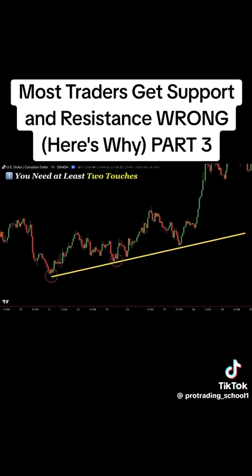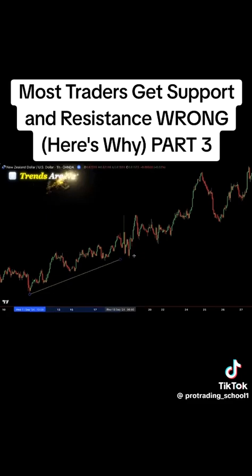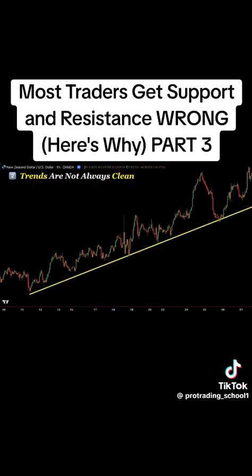But keep this in mind. More touches do not guarantee that the trend line will hold in the future. It only shows that price has respected it in the past. A trend line is not an exact level, it's more like a guide.